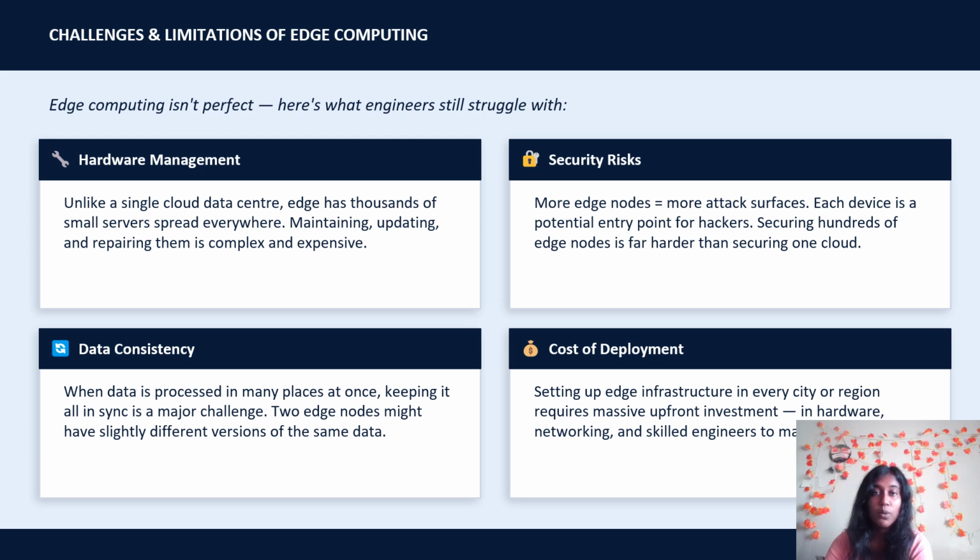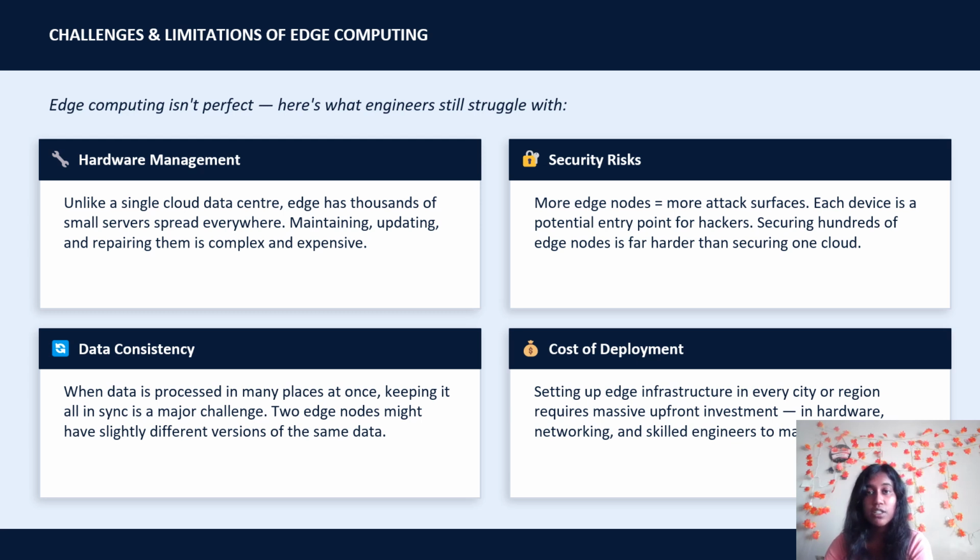Cost of deployment. Well, building edge infrastructure is expensive and resource intensive. The costs include hardware, power supply, cooling systems, networking infrastructure, and skilled engineers. Unlike cloud, infrastructure must be deployed everywhere and not in just a few locations.